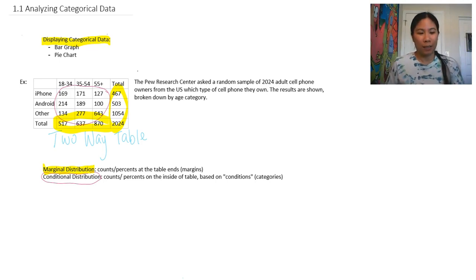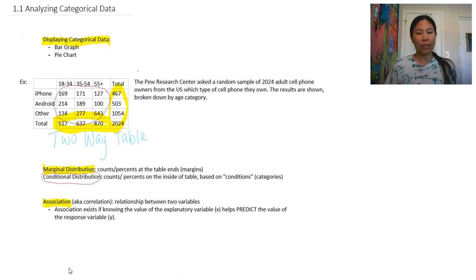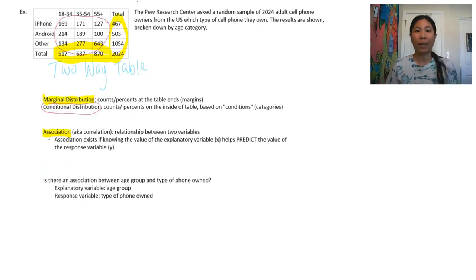So basically, we say that association exists if we know the value of the explanatory variable, that's the x variable, helps predict the value of the response variable, and that's usually what we have on the y-axis. So now we're going to try to answer the question, is there an association between age group and type of phone owned? So we know our explanatory variable is going to be the age group because we're trying to use that to predict the type of phone owned, which would be our response variable.